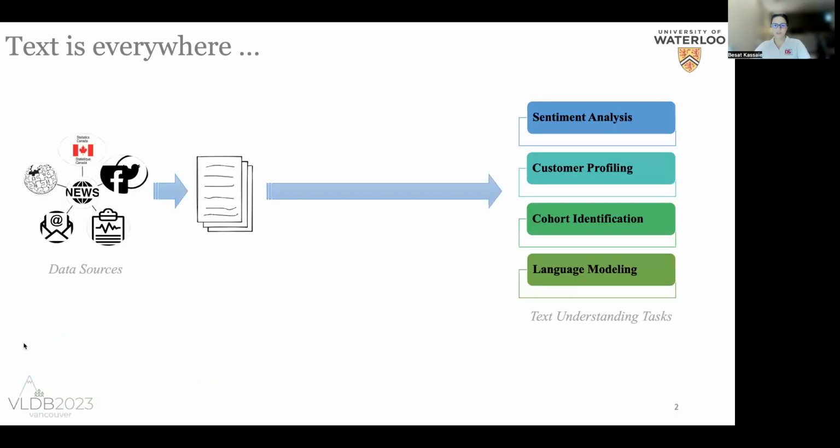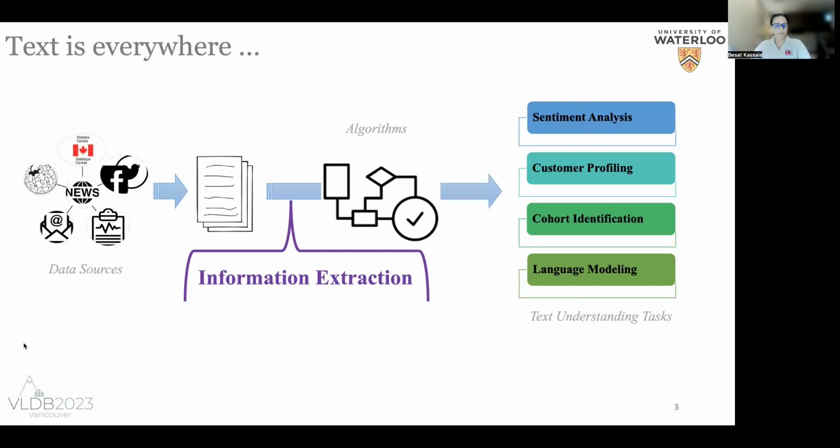Text is a convenient way to communicate and store knowledge. Many techniques are developed to process and understand text by computers. Text understanding includes tasks such as sentiment analysis and customer profiling. To perform these tasks, text needs to be represented in machine-readable forms, such as a bag of words, a graph, a relational table, or a combination of them.